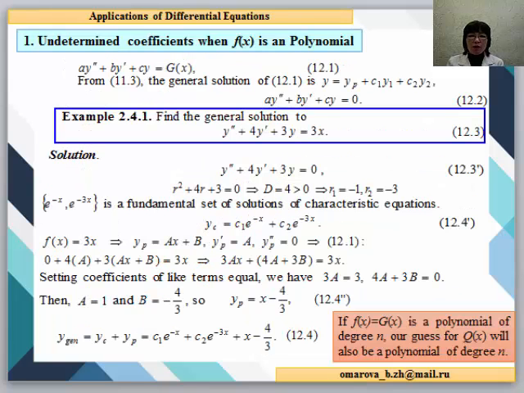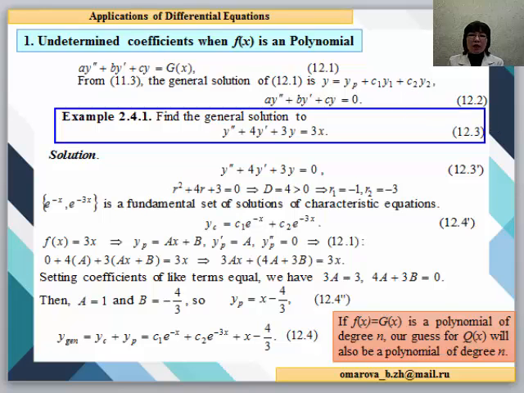According to the lecture plan, we will consider the first topic, undetermined coefficients when the function f of x is a polynomial. Let's consider the differential equation with constant coefficients in the form 12.1, where g of x is a polynomial. Then by the formula 11.3, we can write the general solution of the equation 12.1 in the following form, where y sub p is a particular solution of the equation 12.1, and y sub 1 and y sub 2 is a fundamental set of solutions of the complementary equation 12.2.